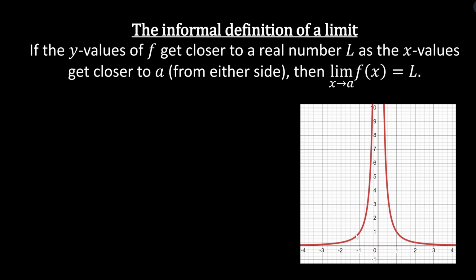So let's look at this example. What happens as x gets closer to 0 from the left? Well, the y values just keep getting bigger and bigger. And the same happens from the right. So one way we could think about this is, well, do the y values approach a real number? And in this case, they don't, right? Because they just keep getting bigger and bigger. They don't get closer to any particular real number. And so we could say this limit does not exist. And this is actually mathematically correct to say.